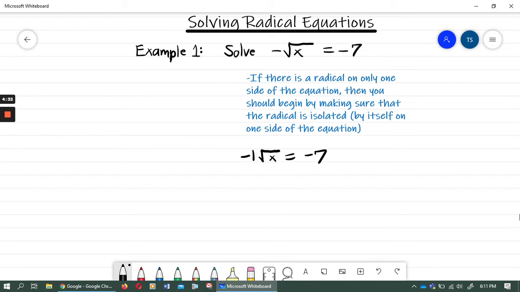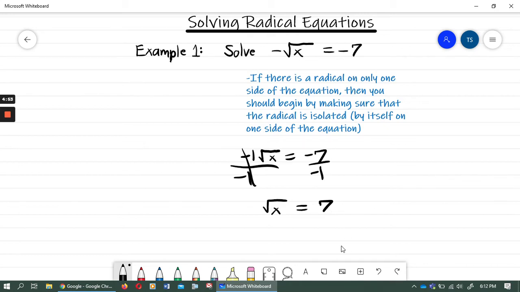That's a little sloppy, but it'll have to work. So we divide by -1, which cancels that out, of course. And now we've got this radical by itself. -7 divided by -1 is 7. Okay, are we done?